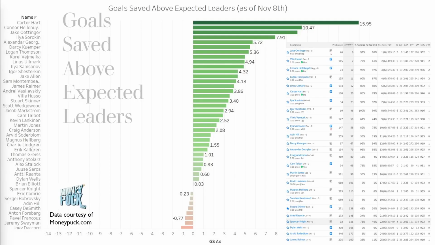Now, what you see here, this graph is a visualization I've done of Moneypuck's goals saved above expected. And for those of you new to advanced stats, this is a metric that takes into account the probability a shot has of becoming a goal based on factors like distance from the net, angle of the shot, type of the shot, and what happened before the shot. The goalies who are at the top of this list are saving more goals than they're expected to, and therefore they're playing extremely well relative to their defense.